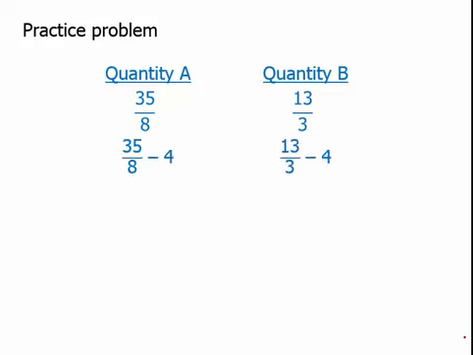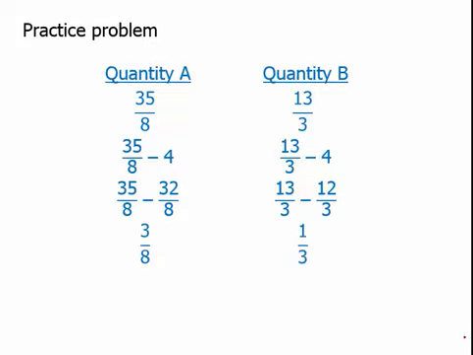So we could subtract 4 from both of these, and in each case we're going to find the appropriate common denominator. So with the 8s, we're going to turn the 4 into 32 over 8, and with the thirds, we're going to turn it into 12 over 3. And then we have a common denominator, so we can subtract in the numerators, and we get 3/8 and 1/3. Well, we have a few different ways that we can approach this. One way is to find a common denominator of the two fractions now. So multiply the left one by 3 over 3, multiply the right one by 8 over 8, and we get 9/24 compared to 8/24. And so we see quantity A is bigger.